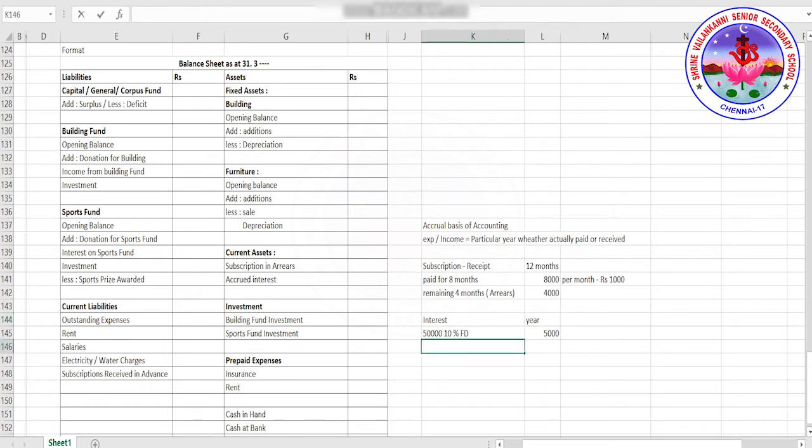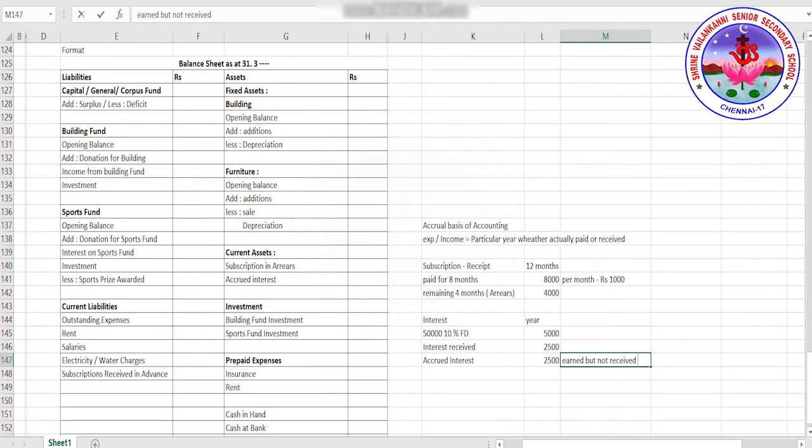Suppose interest received is only 2,500, which means the remaining 2,500 is called accrued interest. Interest that you have earned but not received is called accrued interest, which is also an asset.